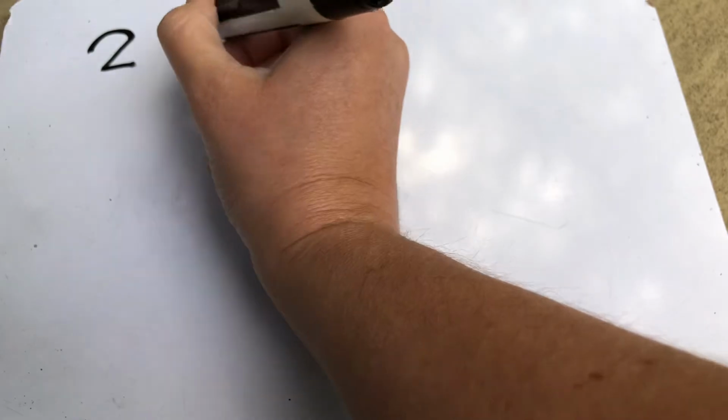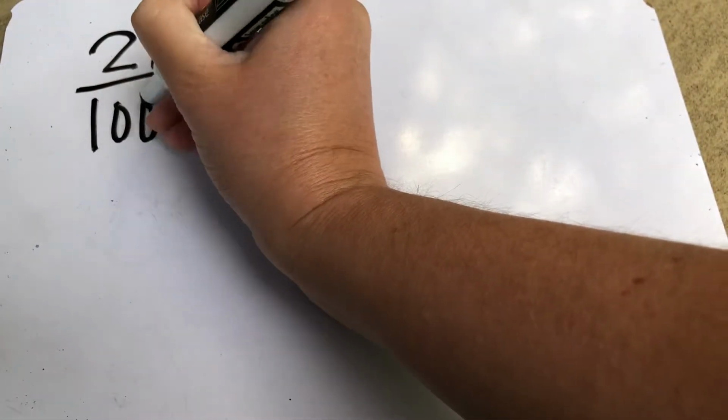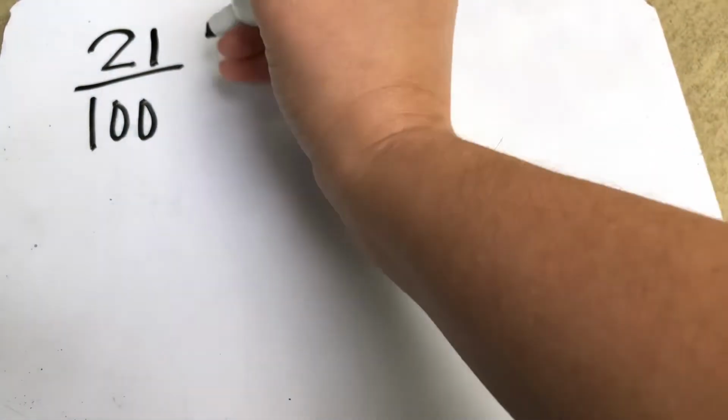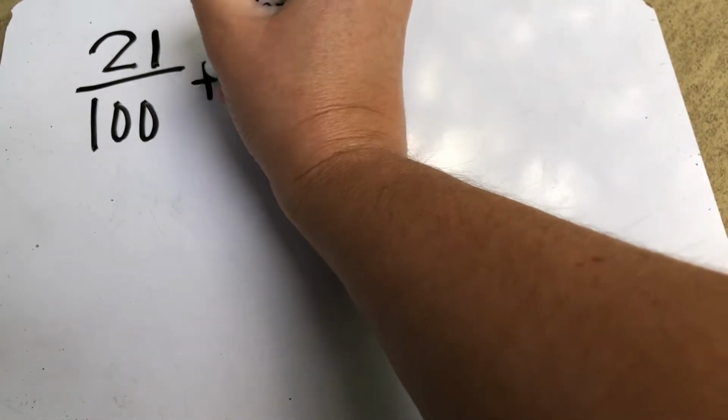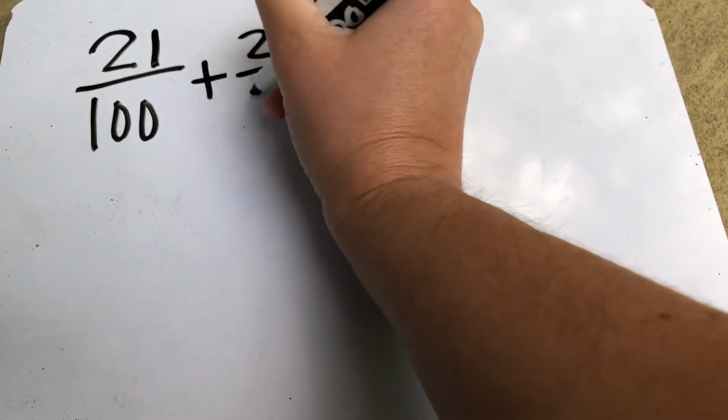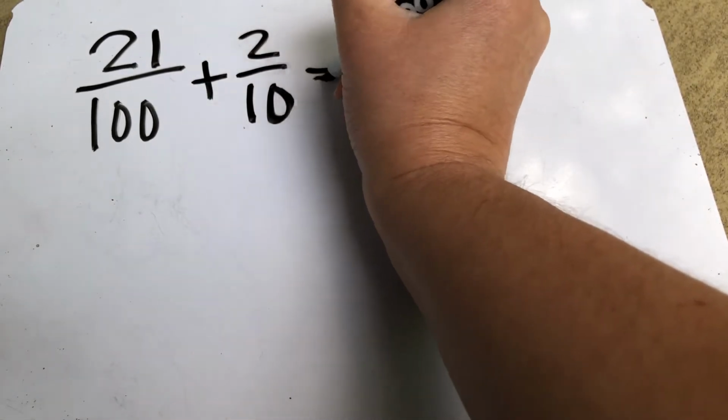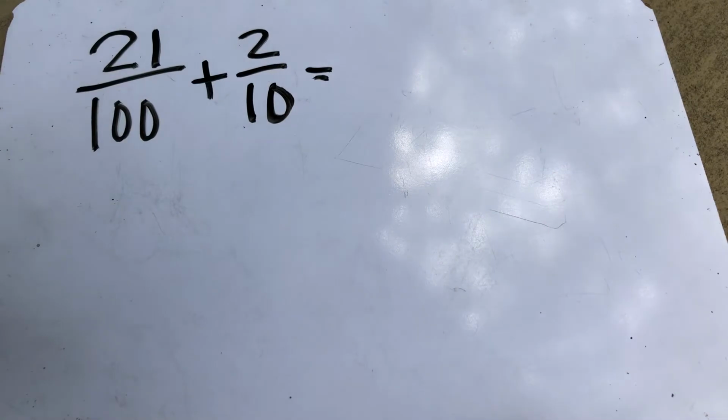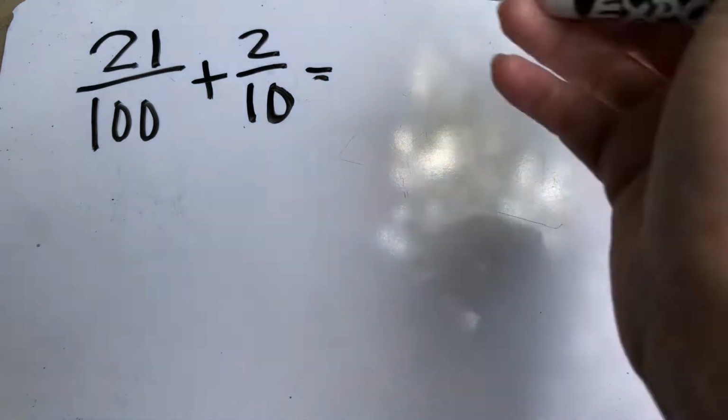You have 21 over 100. You know that this is the numerator and this is the denominator. I'm going to add 2/10. So tell me what's wrong with this when you're adding. The denominators aren't the same. So how can you make a common denominator?